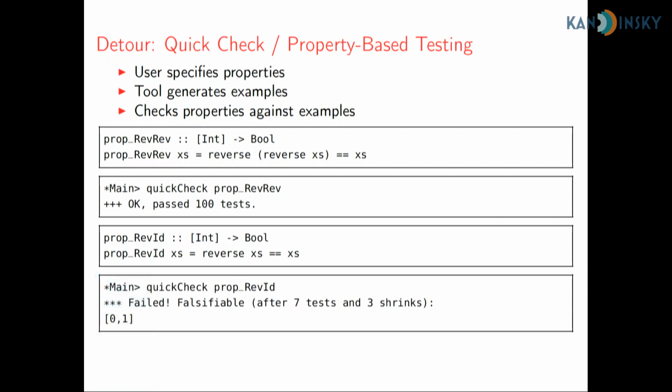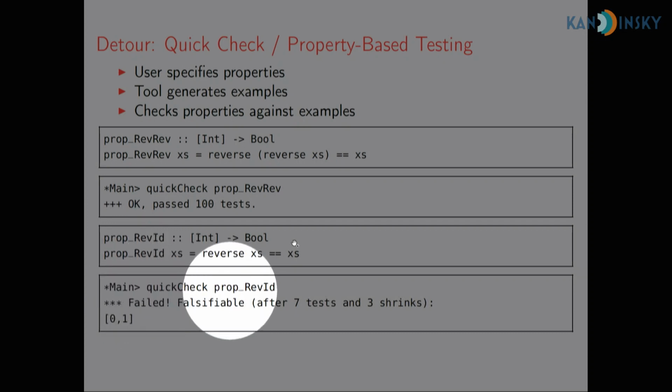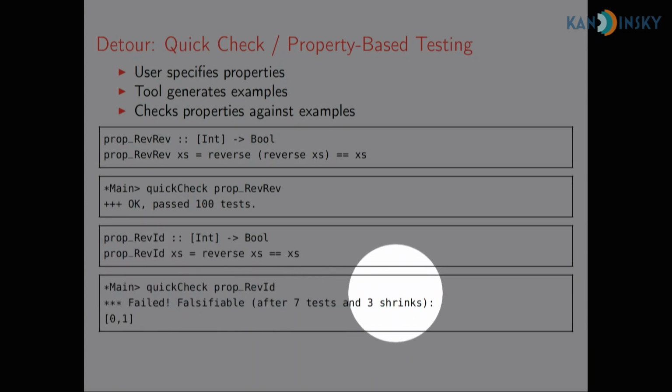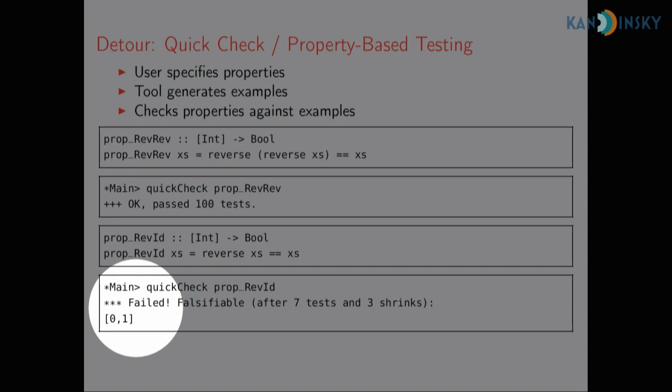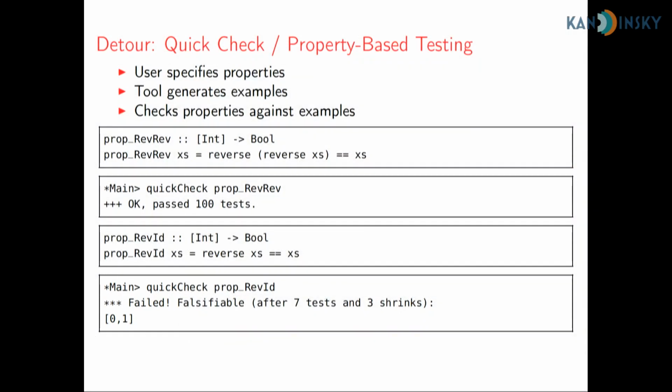And so I asked QuickCheck to run this, and here QuickCheck said, failed, falsifiable after 7 tests and 3 shrinks. And it also gives me a nice counterexample. It says the list with 0 and 1 in it is not just reversible once and equal. So this means the 7th data structure QuickCheck tried this on failed.